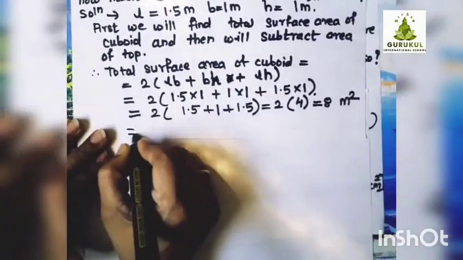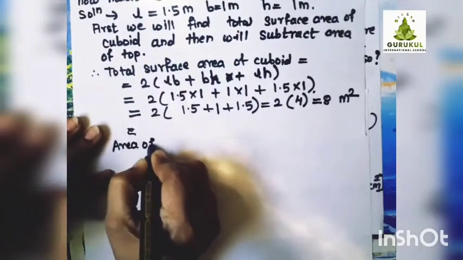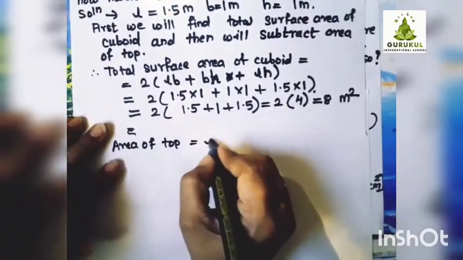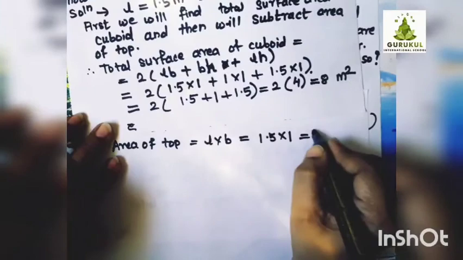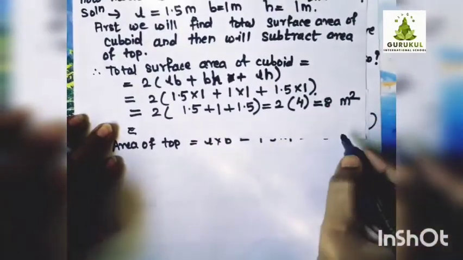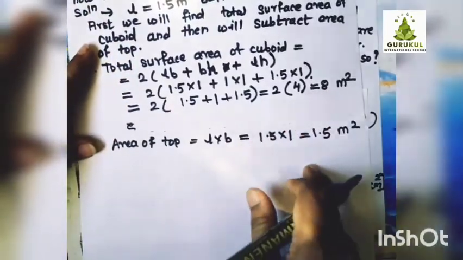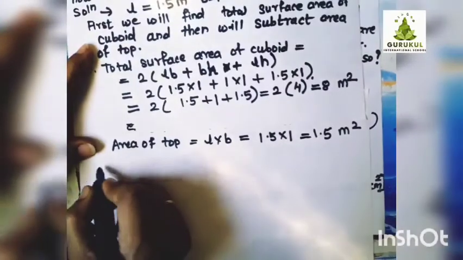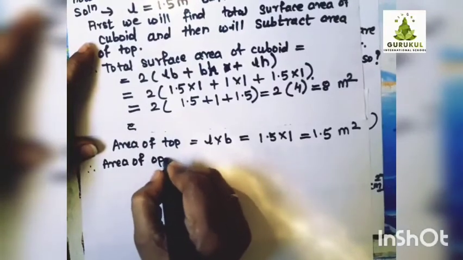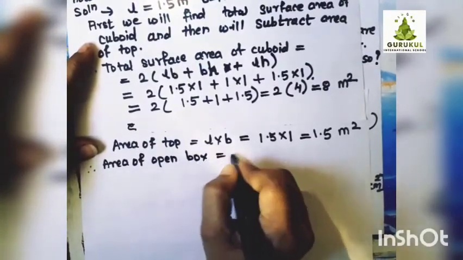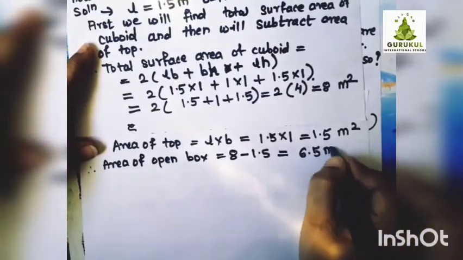Okay, downside I will write down: area of top is equal to length into breadth, that is 1.5 into 1, that is 1.5 meter square. Now we will subtract this 1.5 from 8. Okay, so therefore the area of the open box is equal to 8 minus 1.5, which is equal to 6.5 meter square.